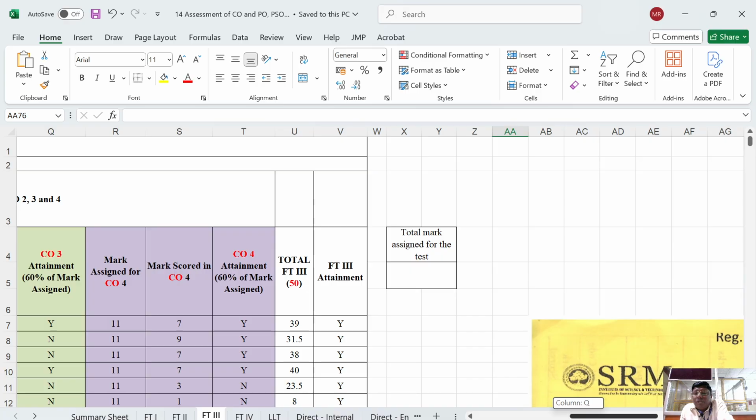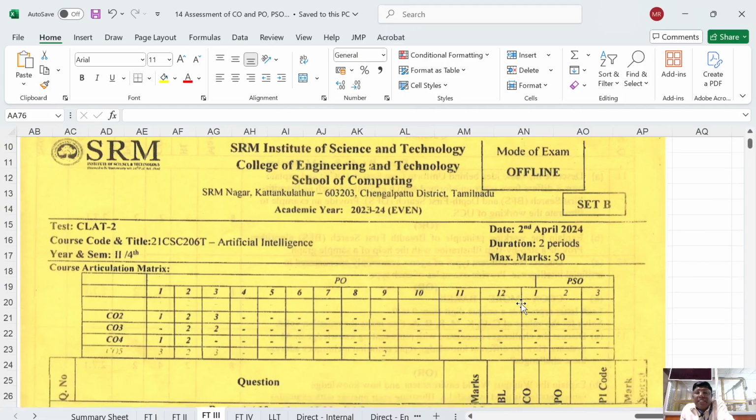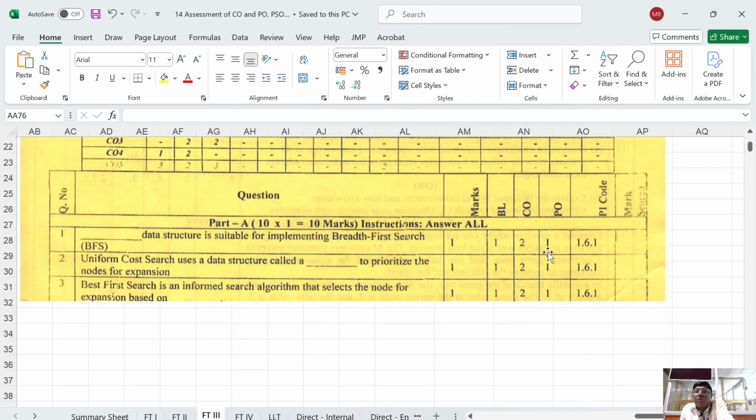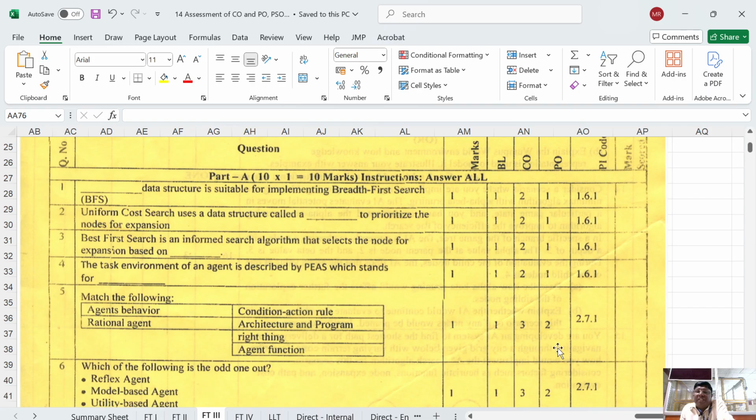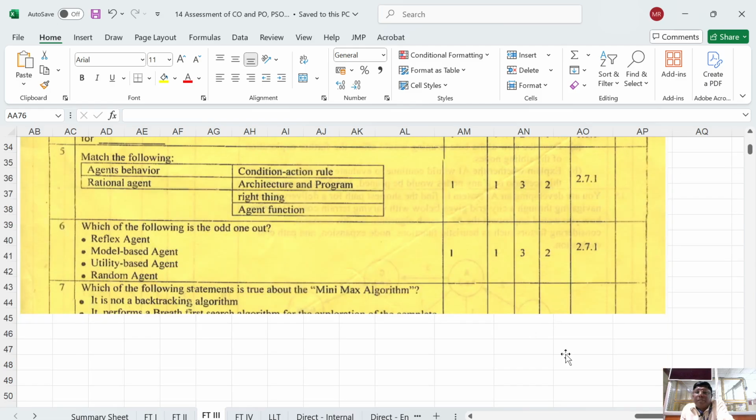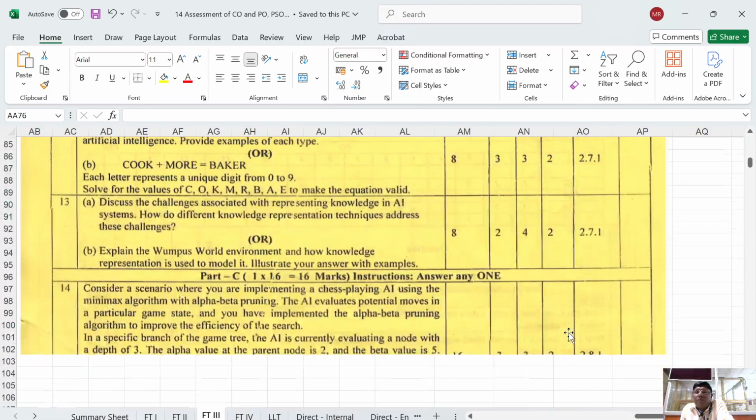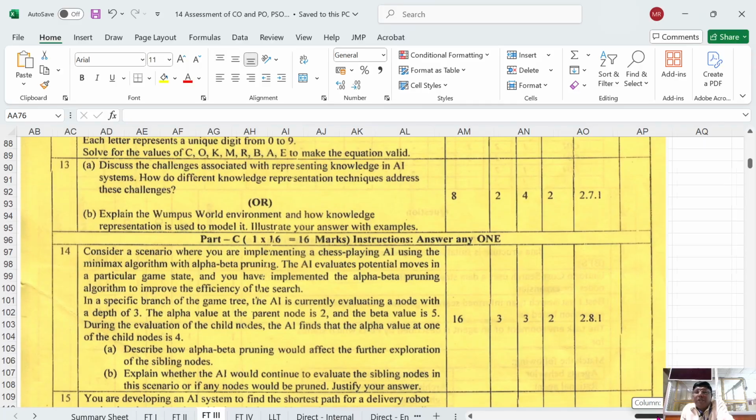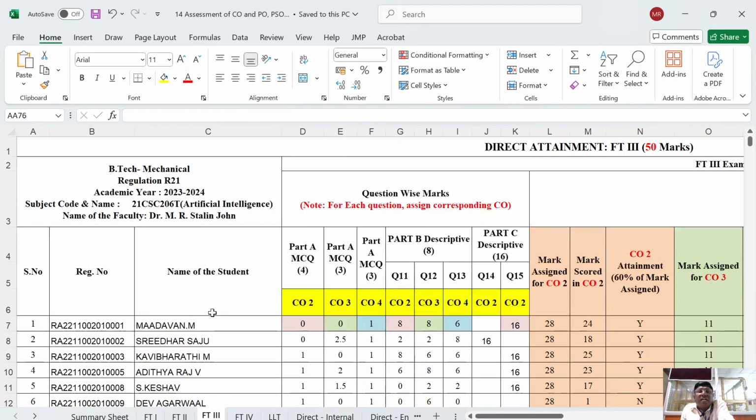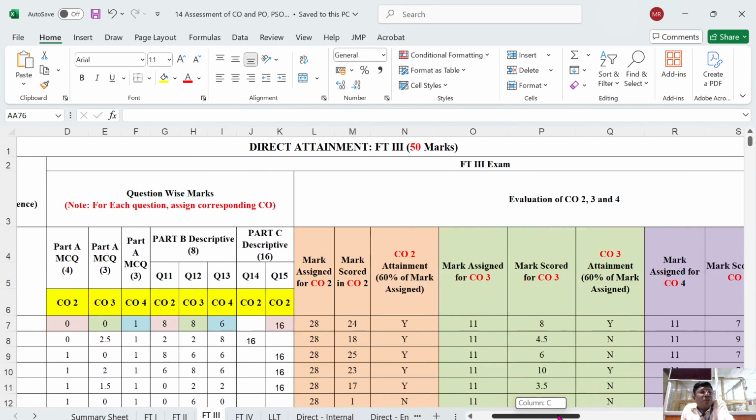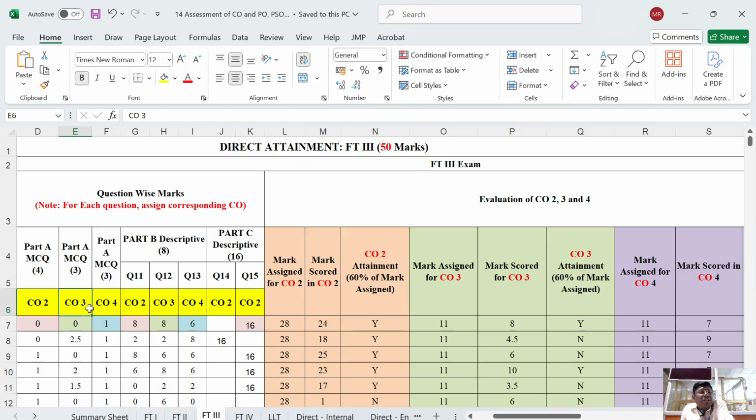For FT3, if you look at the question paper, it is given as 2 question papers. CO2 and CO3 are mapped for that particular test. You can look at CO4 also, it is mapped. Corresponding to whichever CO it is mapped, you have to put it. Now if you look here, the analysis is done for CO2, CO3, CO4. Corresponding to the question, whichever CO the particular student has answered has to be obtained here.